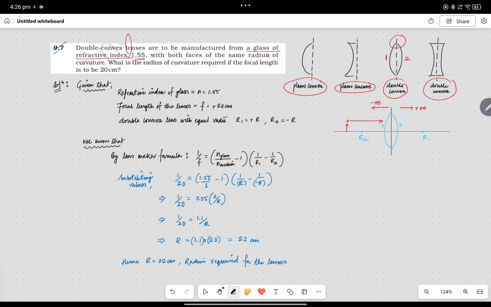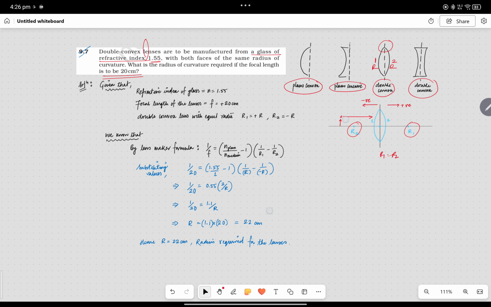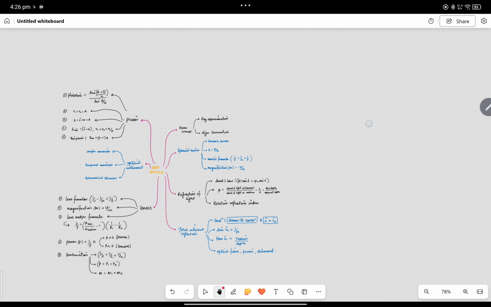Both faces are of the same radius, that is given here. What is the radius of curvature required if the focal length is to be 20 centimeter? If the focal length that is given is 20 centimeter, then what will be the radius required, right? So both radii are equal, r1 is equal to r2. And here firstly we will look at the theory regarding this, right?